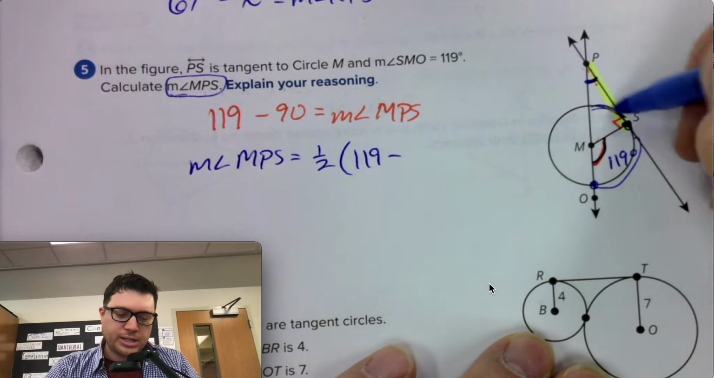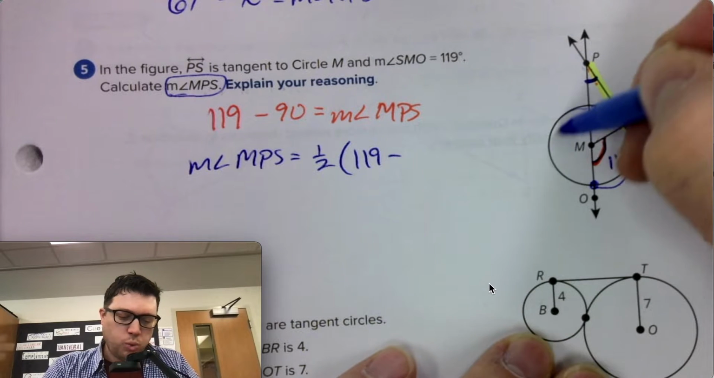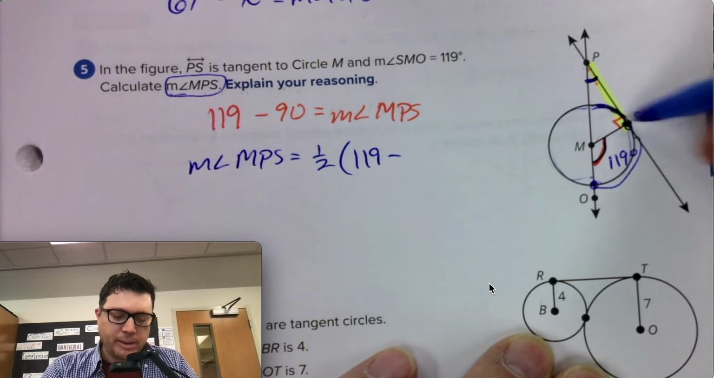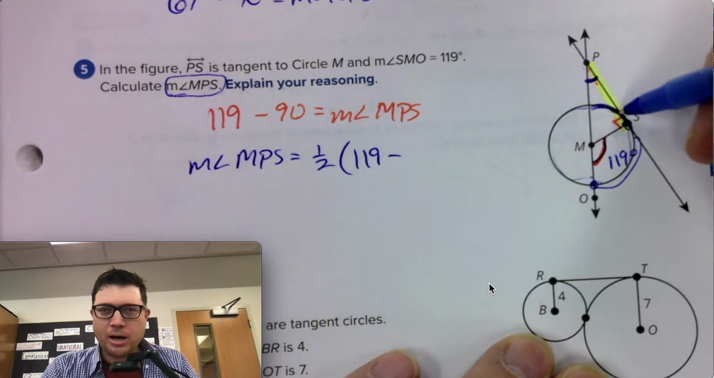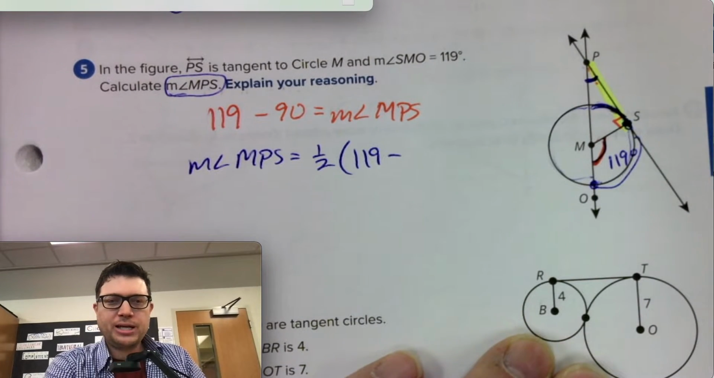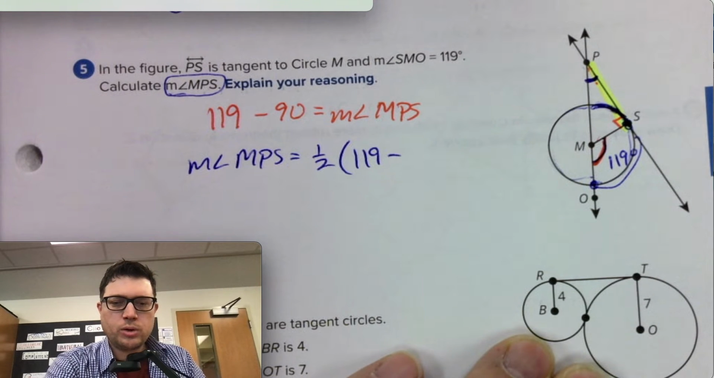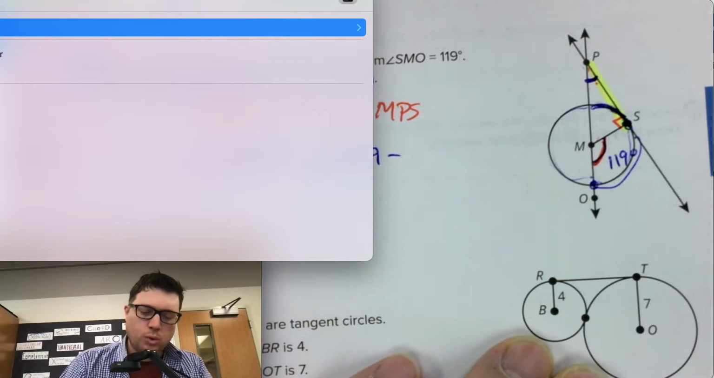Now I need to know what this arc right here is. Since all of this is 180 and this is 119, maybe I just focus on how this is 180 minus 119. Okay, I need a little bit of help here. What is 180 minus 119? I think it's like 61, 62. Yeah, 61.